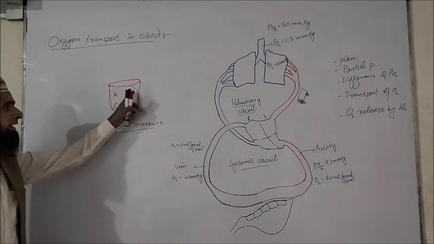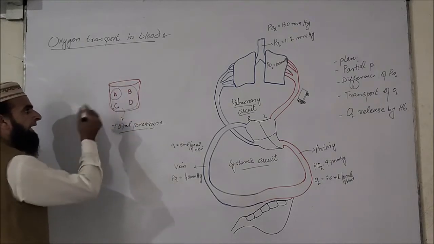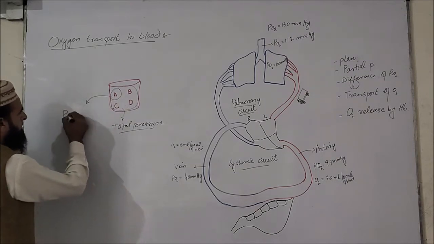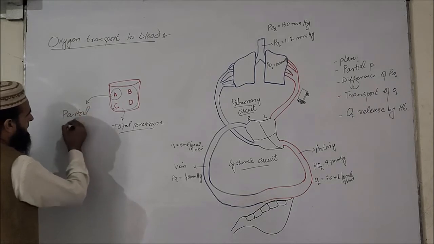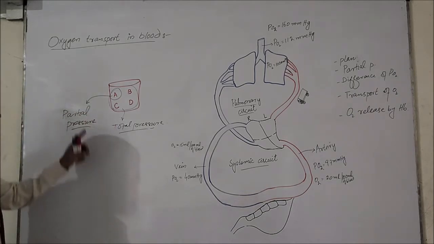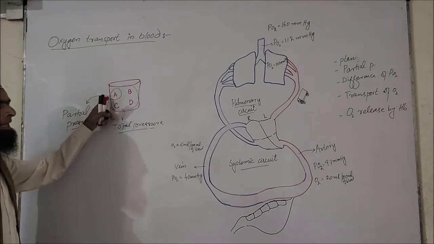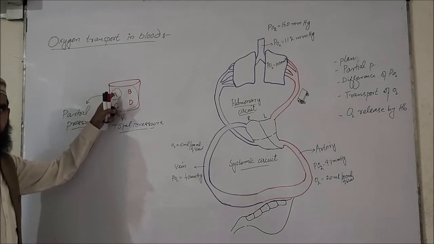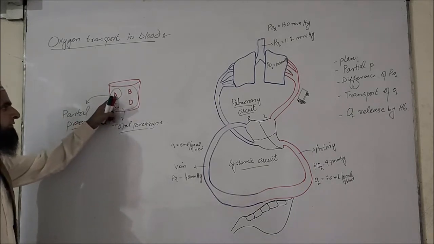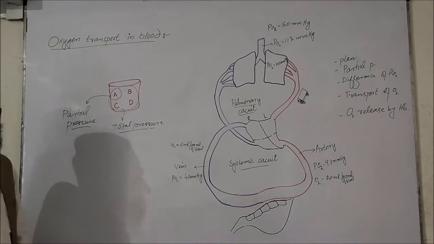Now this gas contains a number of kinds of gas molecules. Say, for example, we are talking about A. The pressure exerted by A is its partial pressure. So what is partial pressure? Partial pressure is the pressure exerted by an individual gas molecule. The individual pressure exerted by this molecule is called its partial pressure.